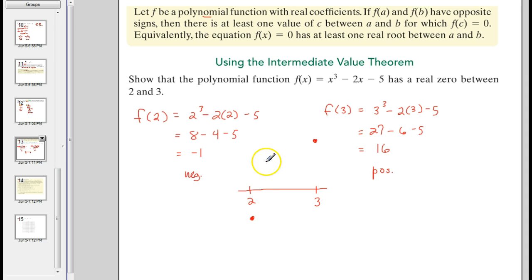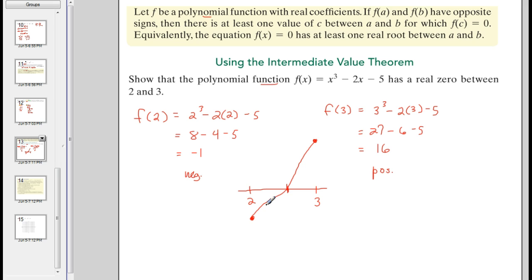And because it's a function, it can't do something like this and come back and cross over here and then come back and cross here, because it wouldn't pass the vertical line test. So I have to be able to go from here to here, and I can't double back. I have to create a function that passes the vertical line test. So the only choice I have is to cross over somewhere between the two. That's what this is saying. Because we're negative at 2 and positive at 3, some number in there creates a 0. That's all it's saying.